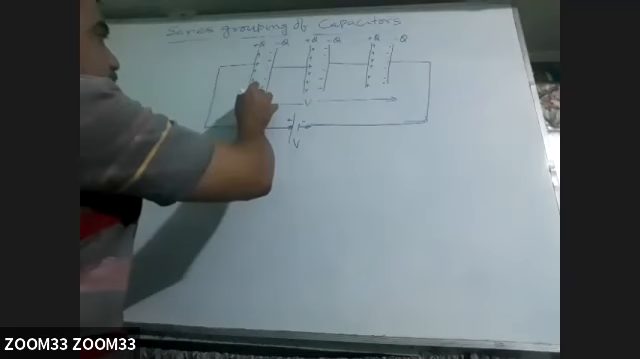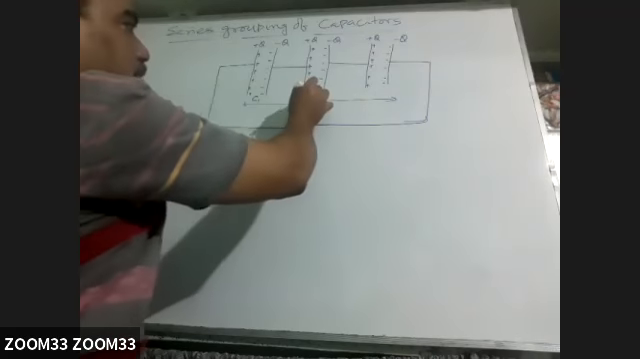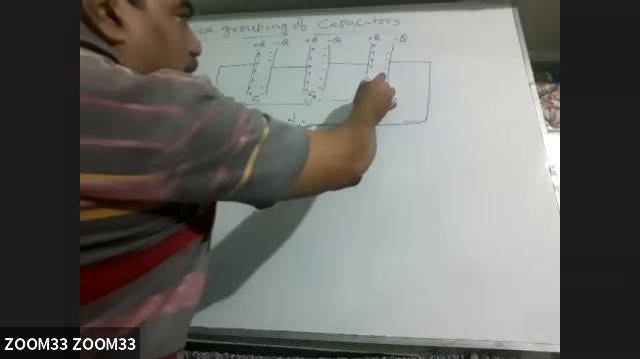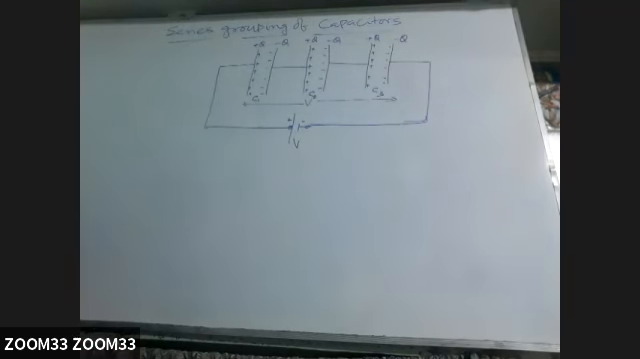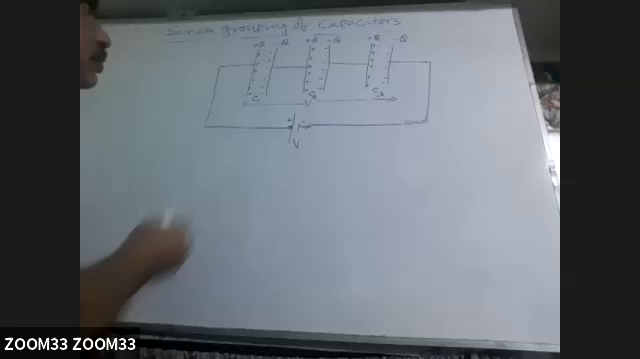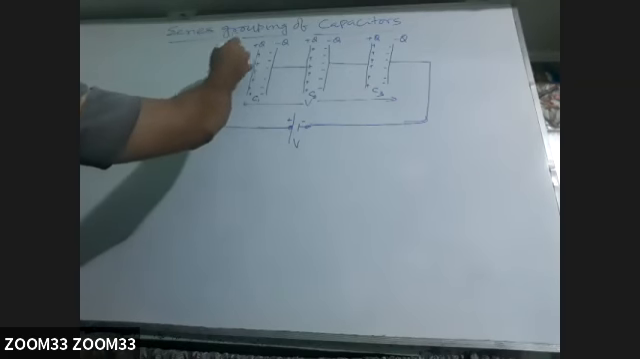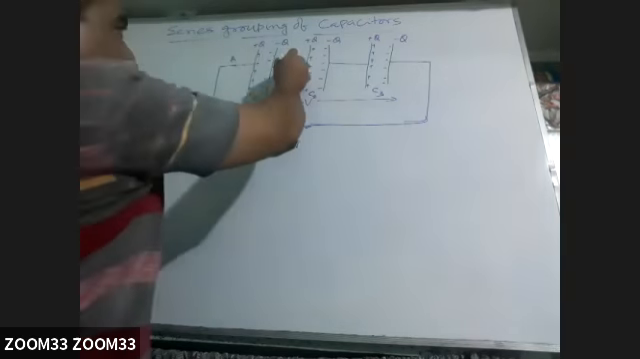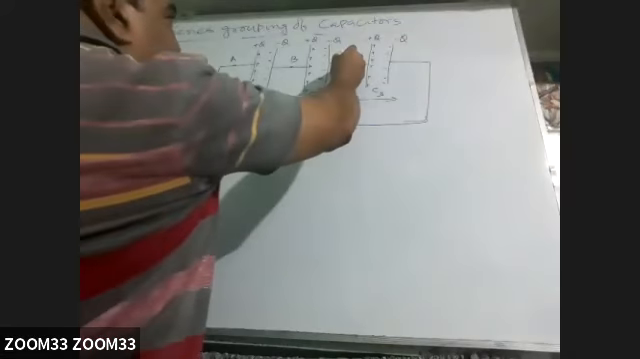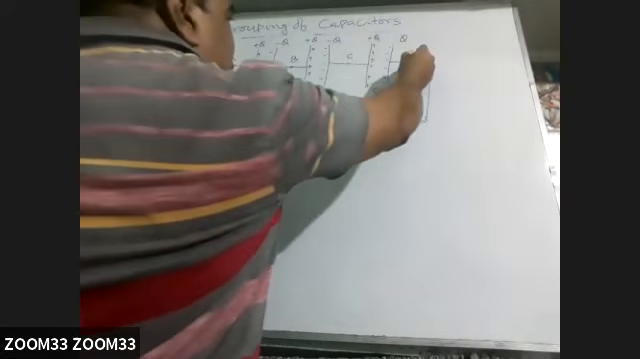Suppose the capacity of this capacitor is C1, this is C2, and this is C3. This is point A, this is point B, this is point C, this is point D.